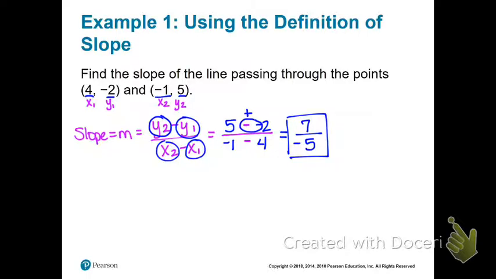Now, we wrote that as 7 divided by negative 5. But remember, it doesn't matter. We could have said the negative's in the middle, so it could have said negative 7/5. Or we could have actually even put the negative on top. So any of those three things are equivalent.